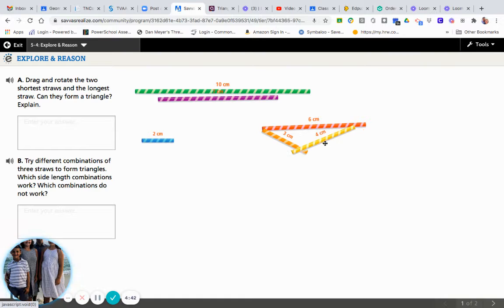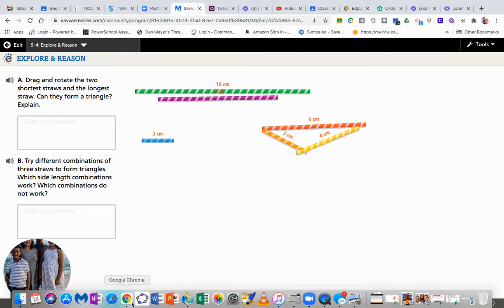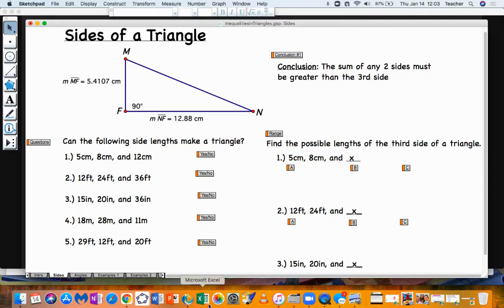So what this activity is trying to get you to understand is, in order to make a triangle, the two smaller side lengths have to be bigger than the third. If not, just like 7, 3, and 10, that cannot make a triangle. And just like 4, 2, and 6 can't make a triangle because you can't make angles out of that. So what we're trying to understand is if I add the two smallest, it's got to be bigger than the third. So that's the conclusion. The sum of any two sides must be greater than the third.